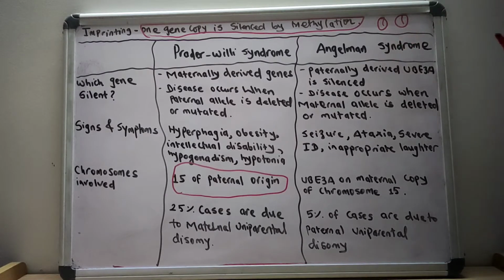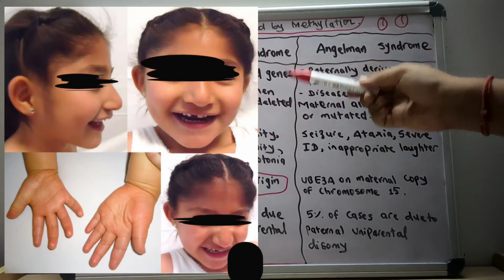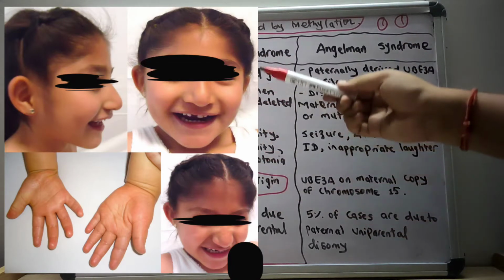Now let us discuss another disorder of imprinting, Angelman syndrome. In Angelman syndrome, which gene is silent? The paternally derived gene UBE3A is silenced, and the disease occurs when the maternal allele is deleted or mutated. You can see here in the picture the presentation of Angelman syndrome.